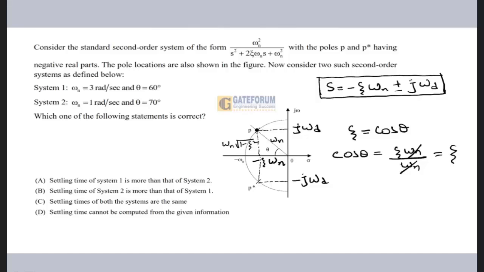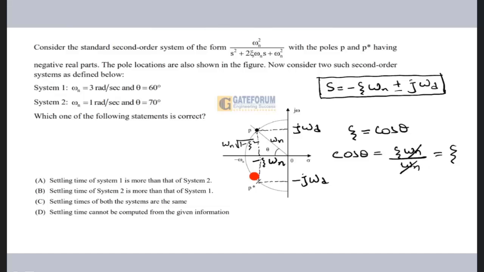It is asked about system 1, they have given the value of omega n. So the omega n, that is the radius of this semicircle, they have given, and the theta value is given. What is theta? Theta indicates the angle subtended by the complex pole with respect to the negative real axis. So the angle subtended by the closed loop poles with respect to the negative real axis is indicated by theta.